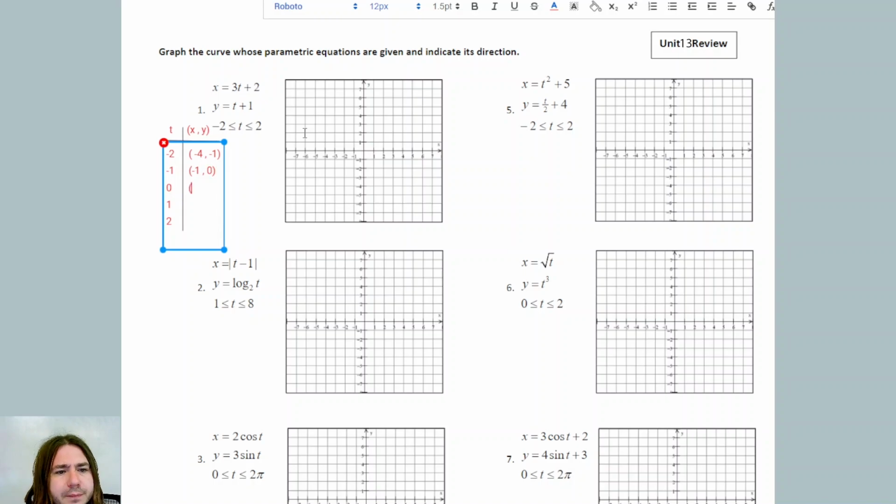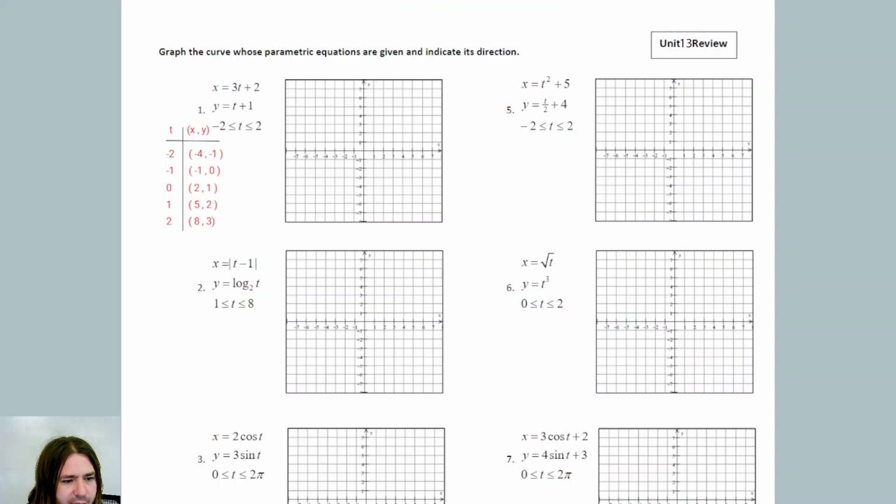If I plug in 0, I'm going to get 2, 1. If I plug in 1, let's see, just going to standardize my notation here. Okay, so if I plug in 1, it looks like 5, 2. And if I plug in 2, let's see, 2 times 3 would be 6, plus 2 would be 8, 3. So I'm going to plot these points, kind of keeping track of the order that I plot them in.